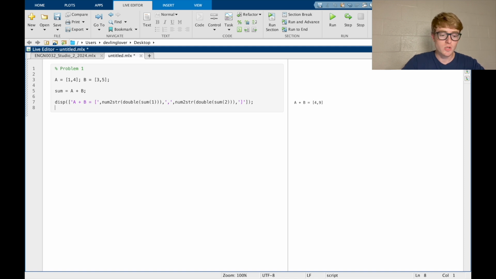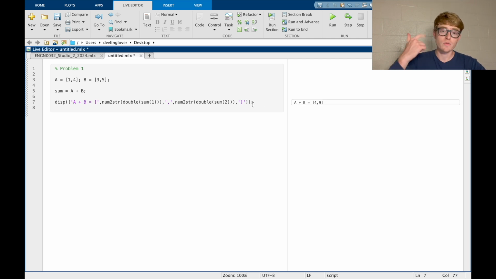So that's the disk function. Another important thing to point out here, so we've learned how to index into arrays. So that first index will give me 1, and the second index is 4 in this case. Or I'm sorry, I'm looking at A. The first index is 4, and the second index is 9 for this sum variable.